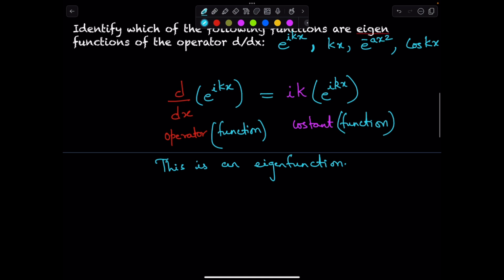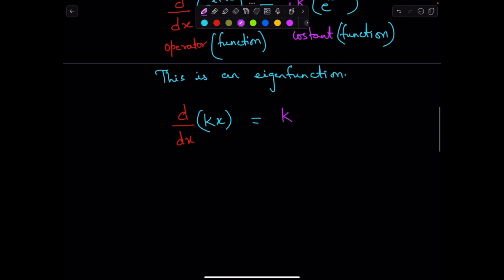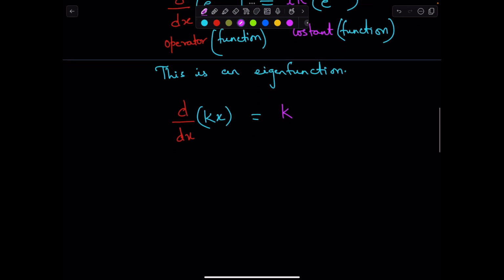Let's do the next example. d by dx on kx. k is a constant, so d by dx operating on kx gives us k. We do not get the same function back, so this is not an eigenfunction.